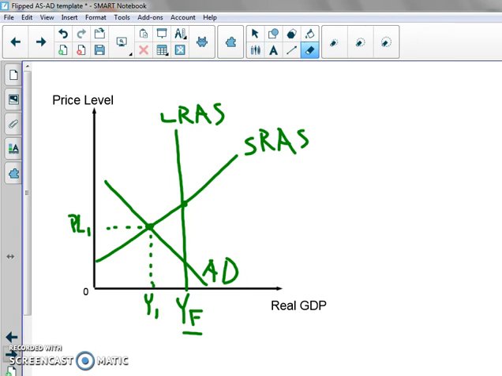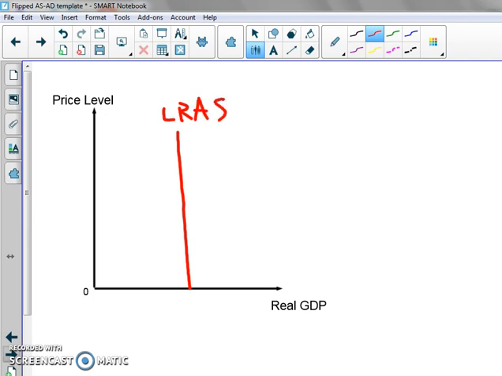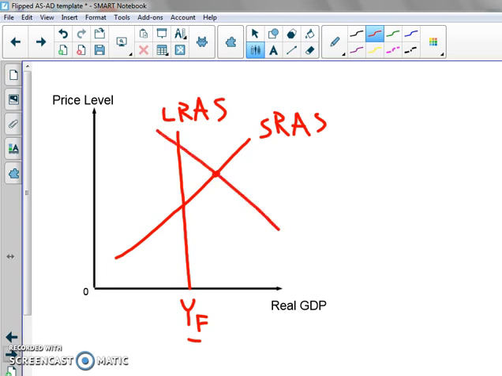Now, what if it asked you the opposite? What if it asked you to draw one above full employment? So draw a new classical ASAD with a short-run equilibrium above full employment. Well, you're doing the opposite now. But this is just asking you to draw it with an inflationary gap. So you're starting with your full employment output level here. You got to be above full employment. So your short-run equilibrium will be somewhere up here. We'll go with our AD curve there.